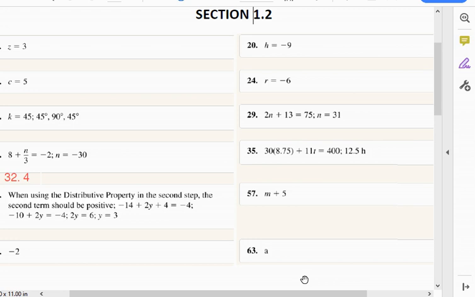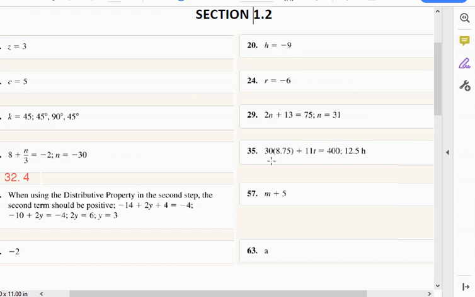So 17, z equals 3. 20, h equals -9. 21, c equals 5. 24, r equals -6. And 25, k equals 45 degrees. The other angles would be 45, 90, and 45. 29, the equation translates to 2n plus 13 equals 75, and therefore n would equal 31. And number 31, the equation would be 8 plus n divided by 3 equals -2. You solve this by first subtracting 8 and then multiplying by 3. 35, the equation would be 30 times 8.75 plus 11t. If you solve for t, you'll find the time is 12.5 hours.